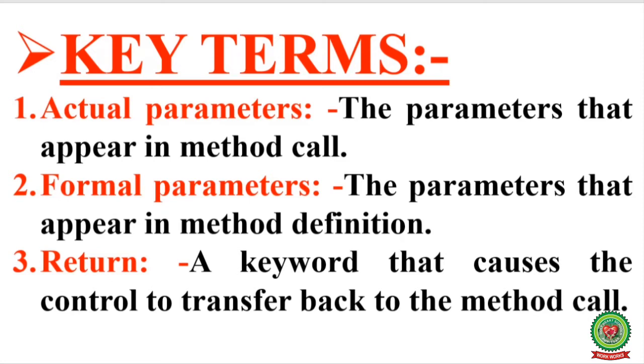Key terms. Number 1, actual parameters: the parameters that appear in the method call. Number 2, formal parameters: the parameters that appear in the method definition. Number 3, return: a keyword that causes the control to transfer back to the method call. Now we will discuss all these concepts in detail.